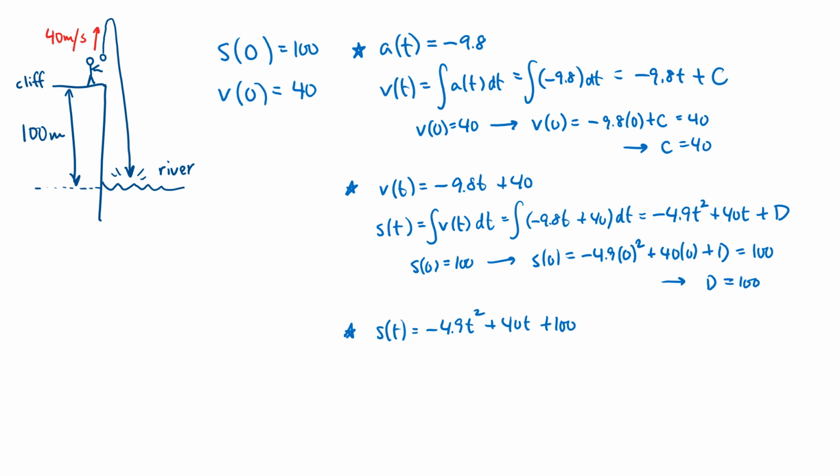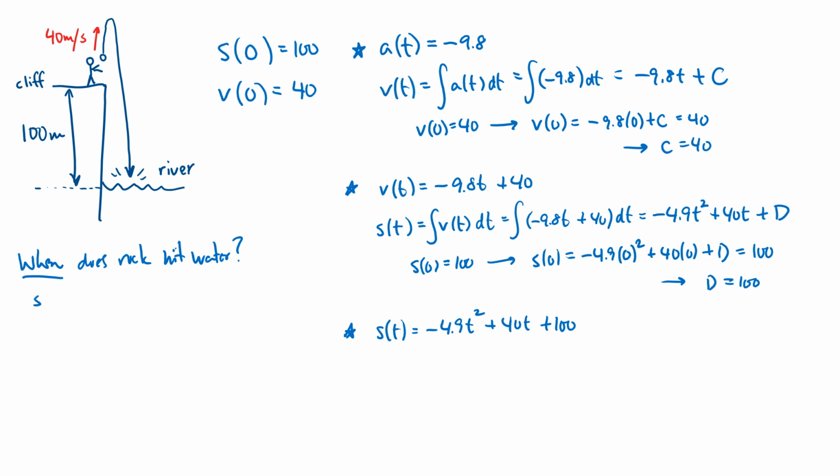The question said, with what speed does the rock hit the water? So the velocity function is what we're going to use to figure out speed. Remember that the only difference between speed and velocity is that speed can't be negative. So if we knew when the rock hit the water, if we had the time, we could plug that time into the velocity function and use that to figure out the speed. So now we need to know, when does the rock hit the water? They didn't specifically ask us that, but that's something we're going to need to know.